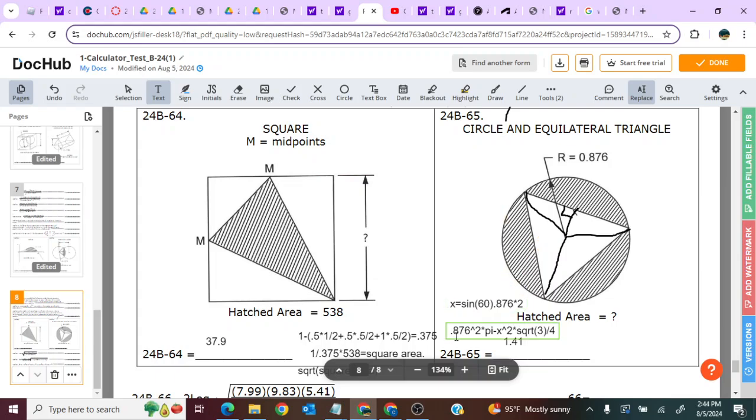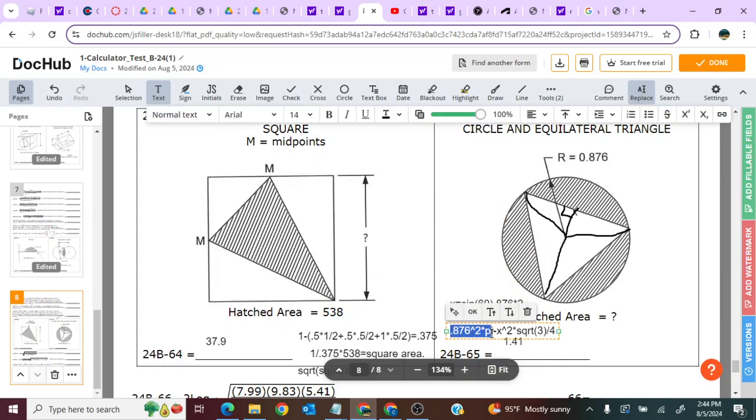And then once you have that, you find the area of your circle, radius squared times pi, minus the area of your equilateral triangle, for which the formula is side squared times square root of 3 over 4. Do that, and you get 1.41 as your hatched area.